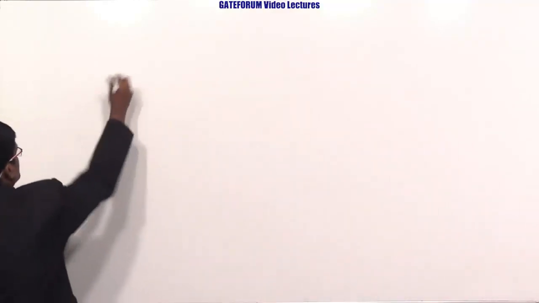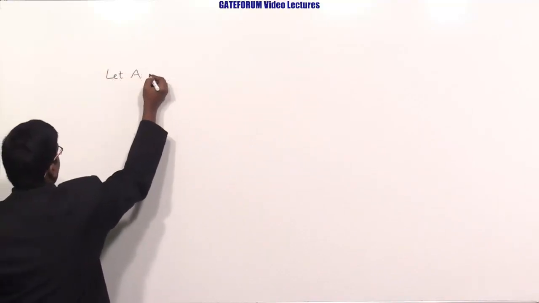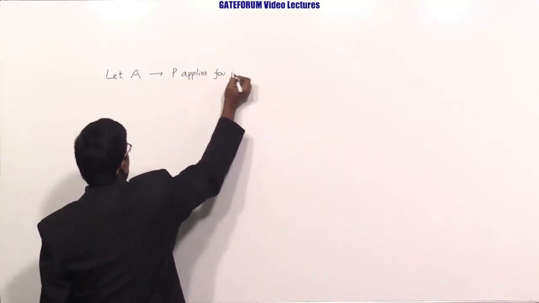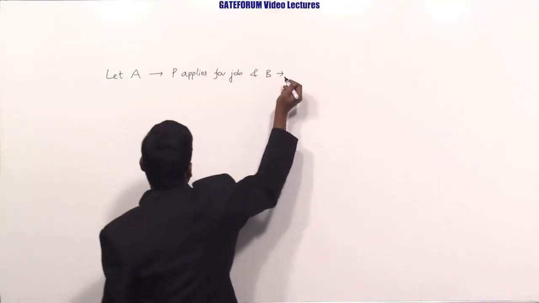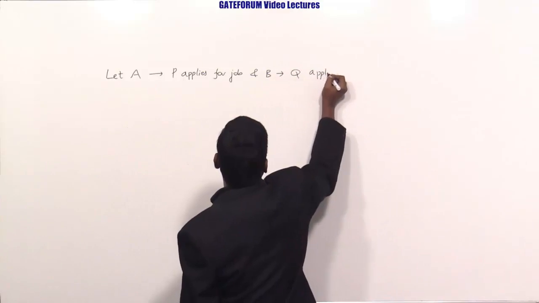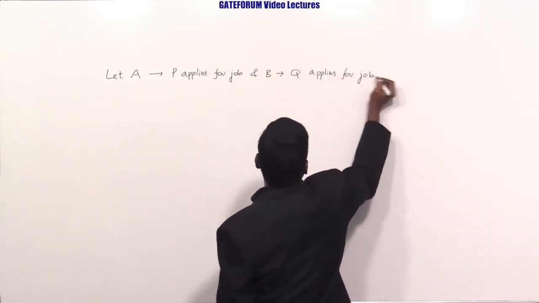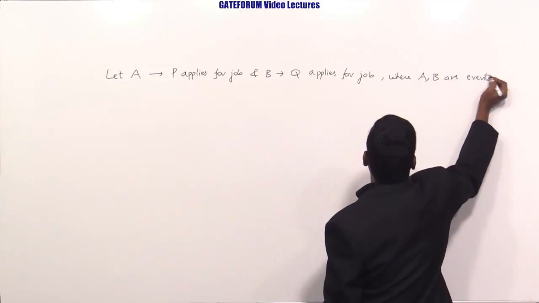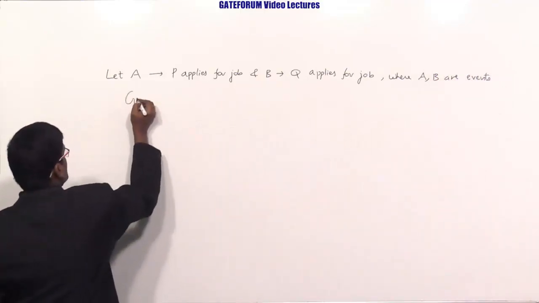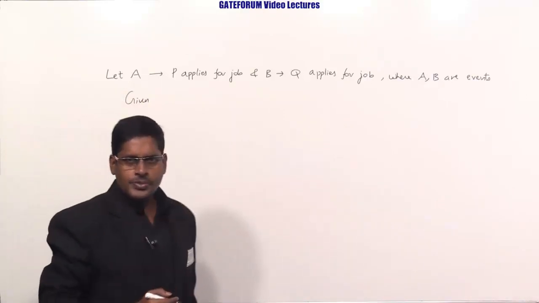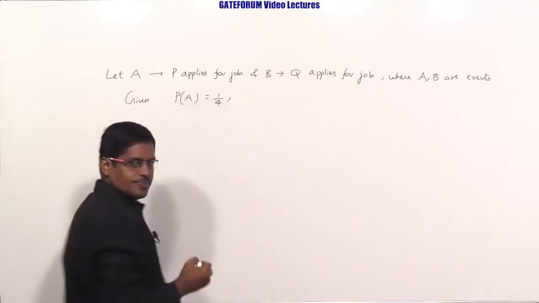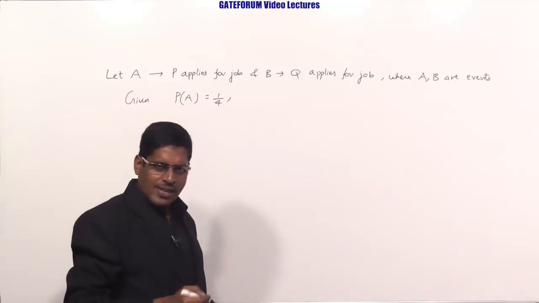The solution is: let A denote P applies for job and B denote Q applies for job, where A, B are events. Okay, so what is given now automatically? Given probability that P applies for job, that is P of A is equal to 1 by 4, comma, P given that Q applies for job.